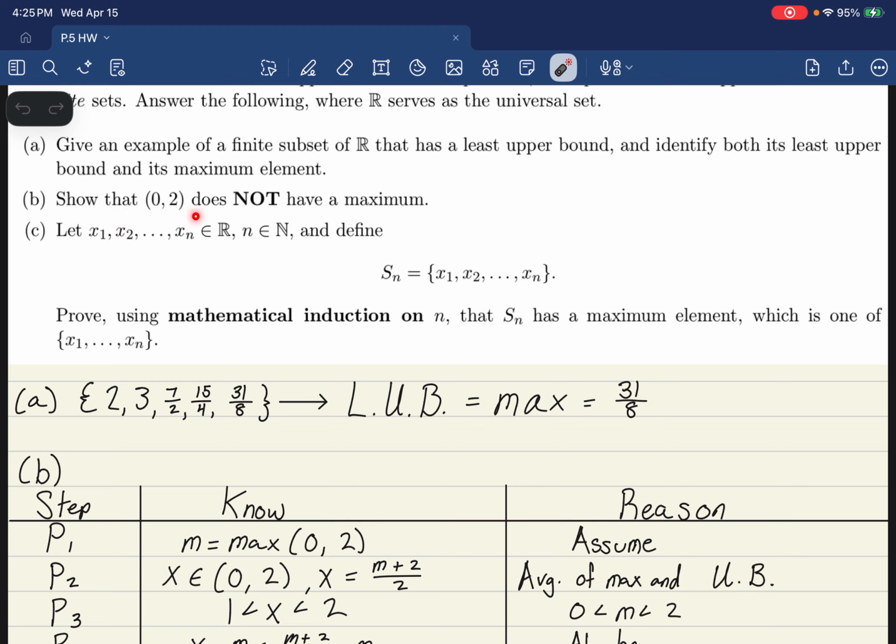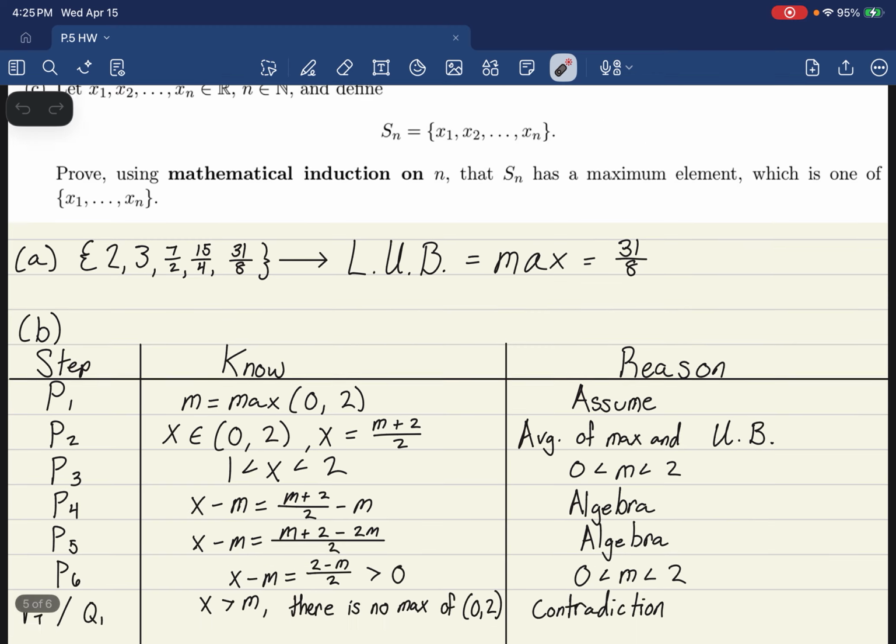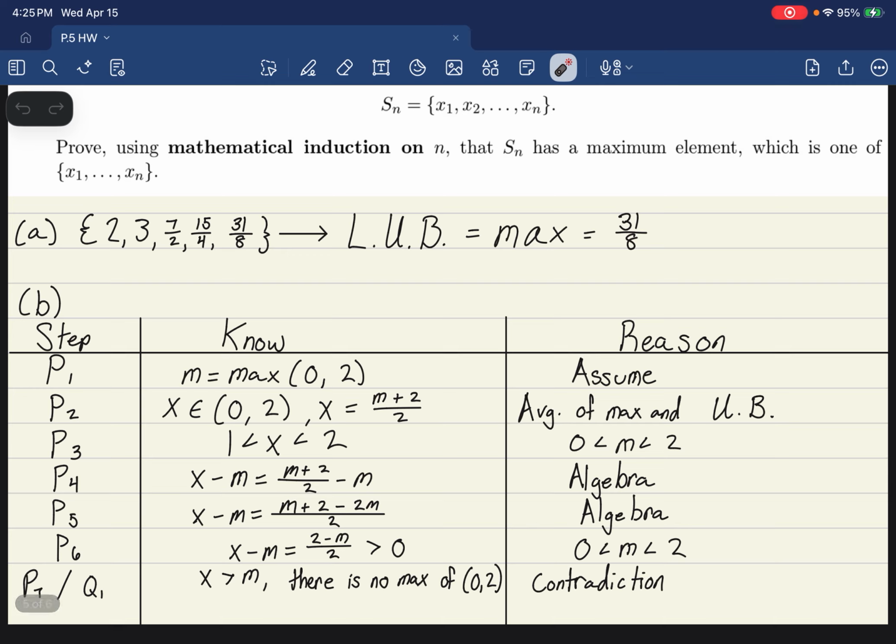To do that, I did a little proof by contradiction down here, and started by saying that m is the maximum of (0, 2). We want to assume that and then find a contradiction. So I said there's an arbitrary value x within our open interval (0, 2), and x is the average of our maximum value m and the upper bound of 2. That means x is between 1 and 2 because m is between 0 and 2. And x minus m in this case would be (m + 2)/2 minus m.